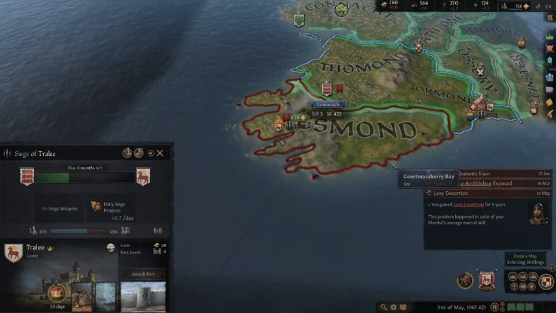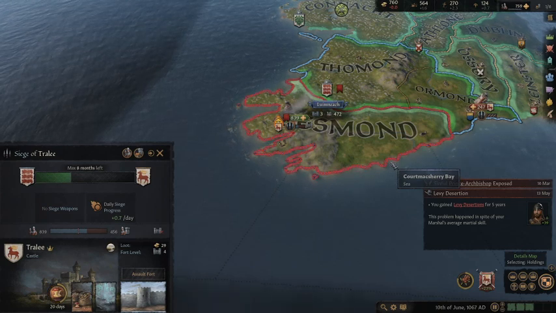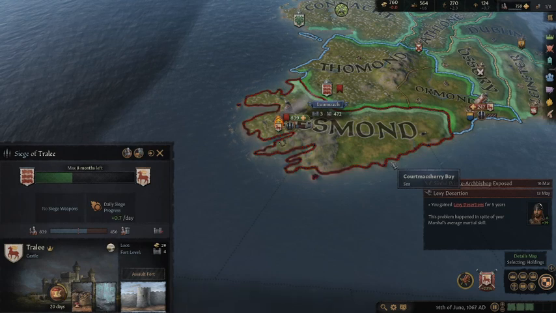You gained levy desertions for 5 years. This problem happened in spite of your marshal's above average marshal skill.